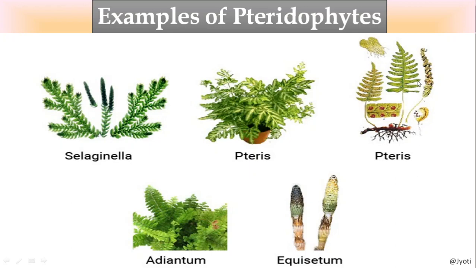I will show you a separate diagram. The complete structure is a leaf, so it is a compound leaf, you can see. Then in Adiantum also the leaves are very large, so they are macrophylls. But here you see the leaves which are called sporophylls. They are forming cone-like structures.